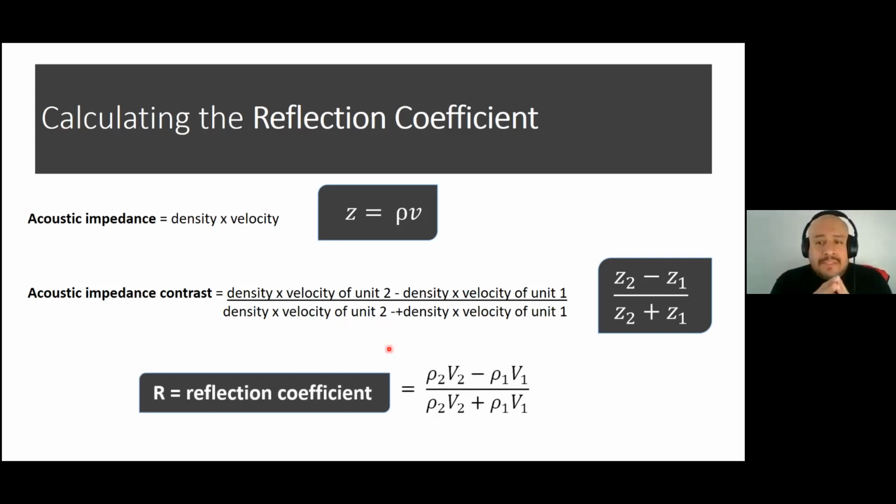So acoustic impedance is, again, for you to be clear, density times velocity of a wave through a rock layer. Acoustic impedance contrast is the difference in rock density and wave velocity between two rock layers. The reflection coefficient gives us the value of the acoustic impedance contrast between two rocks, okay?